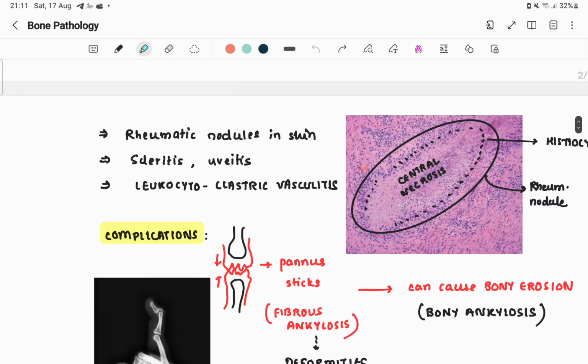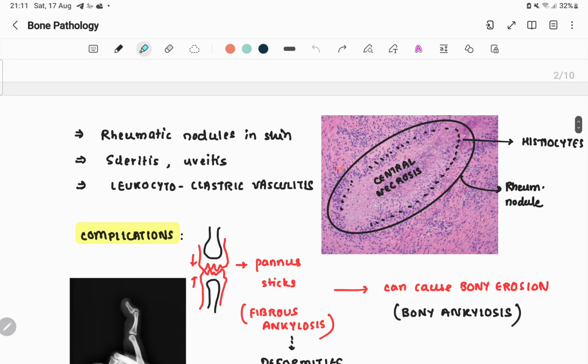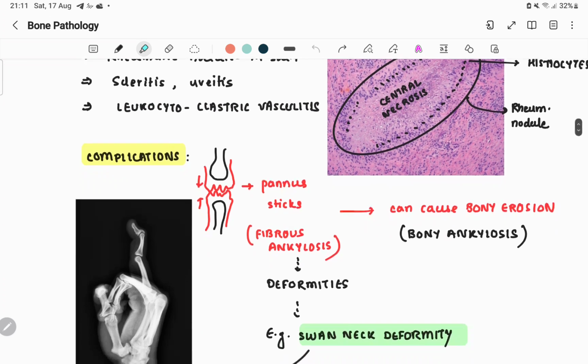So what is the microscopy? Rheumatoid nodules in the skin. This is the rheumatoid nodule, this whole part. There is a central necrosis surrounded by histiocytes; this is called the rheumatoid nodule. Scleritis and uveitis will be there. Leukocytoclastic vasculitis will be there.